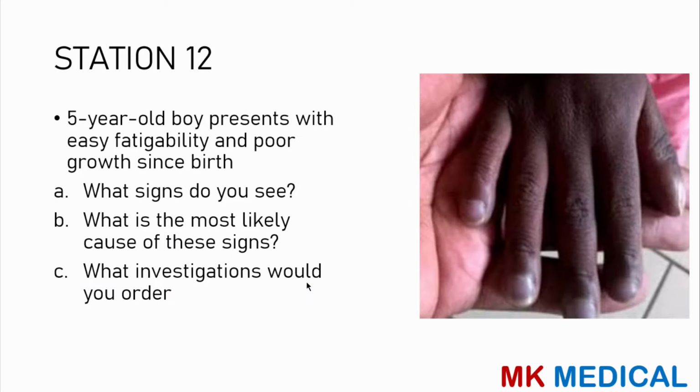Station 12. A 5-year-old boy presents with easy fatigability and poor growth since birth. What signs do you see? What is the most likely cause of these signs? What investigations would you do?